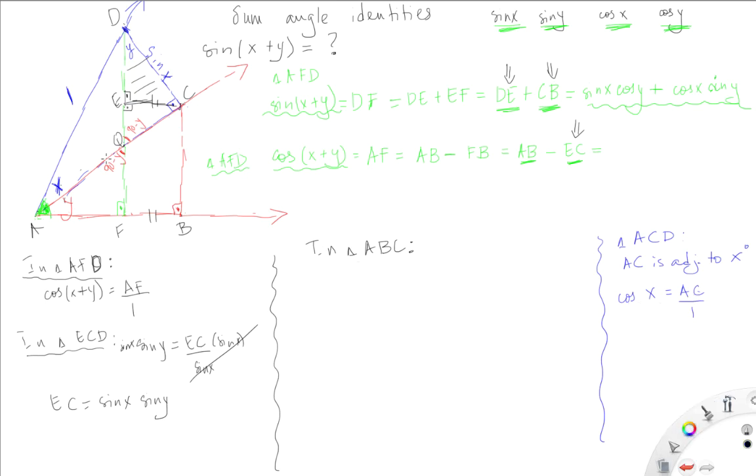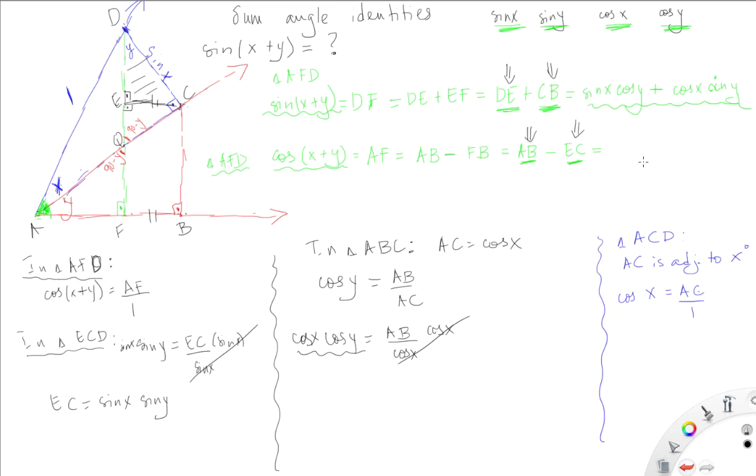So let's go back to the red triangle. Now that I know the hypotenuse, AC is equal to cosine x. I'm looking for AB, and I know AB is adjacent to y, so I'm going to use cosine. Cosine of y is equal to AB over AC, or cosine of y is equal to AB over cosine x. I want to eliminate cosine x in the denominator, therefore I multiply both sides, and I get that AB is equal to cosine x cosine y.